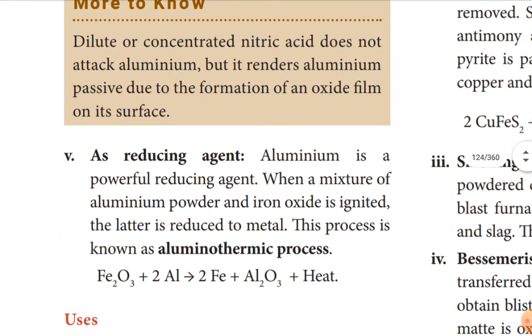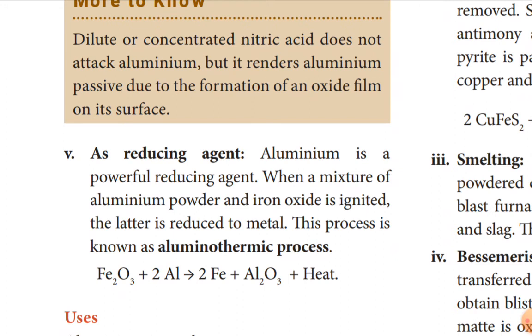Then, aluminum is a powerful reducing agent. It reduces iron oxide to iron. Powerful reducing agent. This is also an important one. When a mixture of aluminum powder, that is 2Al, is treated with iron oxide, Fe2O3, that iron oxide Fe2O3 is reduced to iron, Fe2O3 to Fe. So the 3 atoms of oxygen are removed.